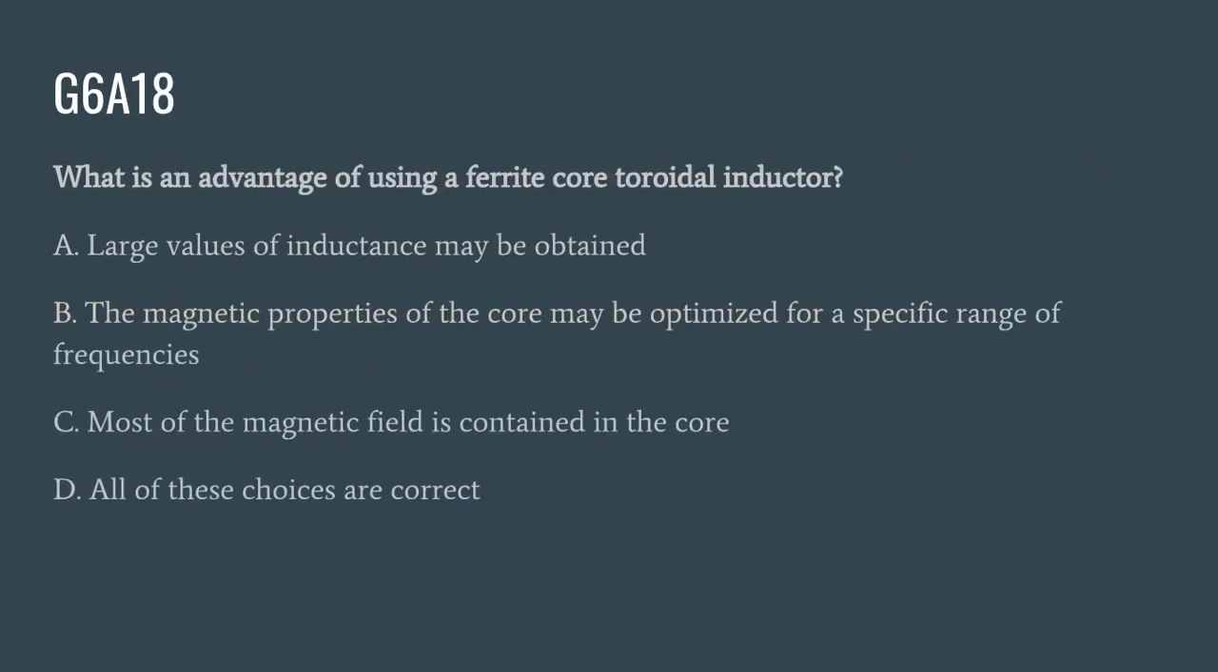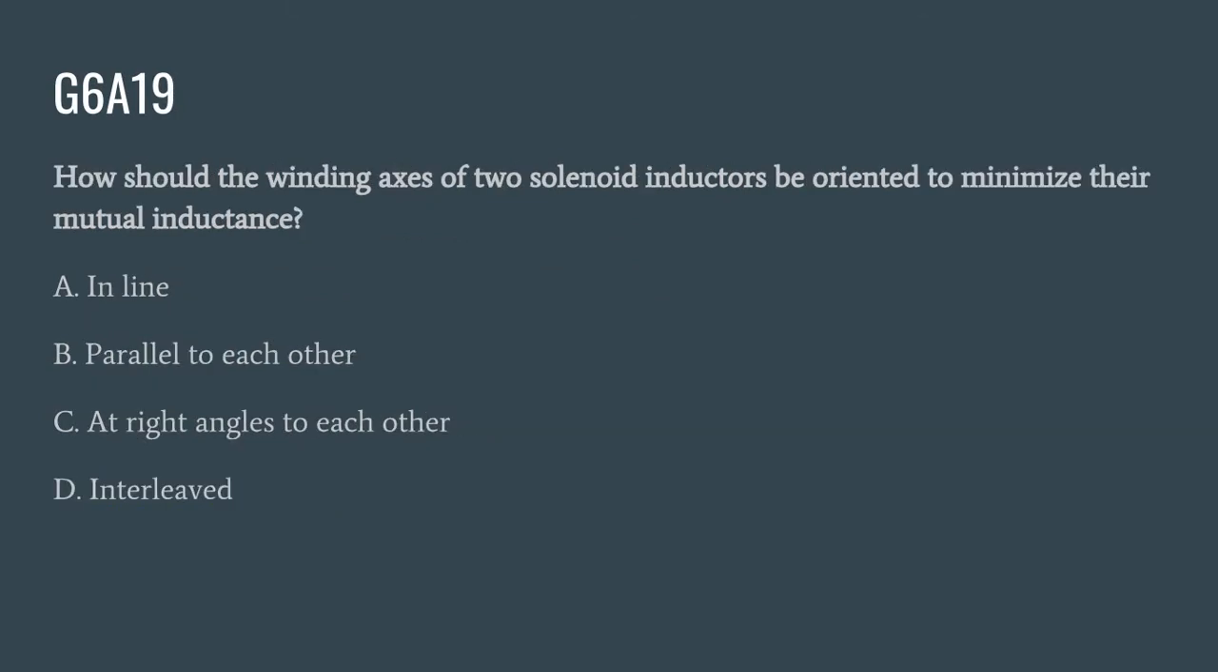G6A18, what is an advantage of using a ferrite core toroidal inductor? A, large values of inductance may be obtained. B, the magnetic properties of the core may be optimized for a specific range of frequencies. C, most of the magnetic field is contained in the core. Or D, all of these choices are correct. Correct answer is D, all of these choices are correct.